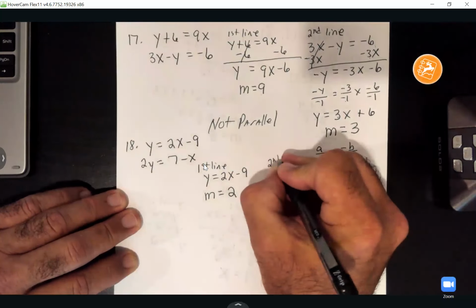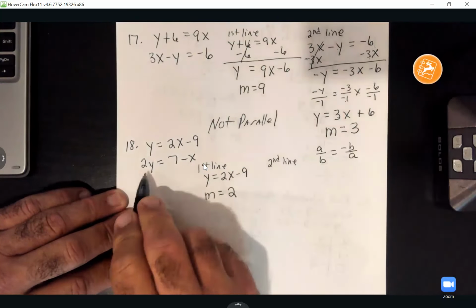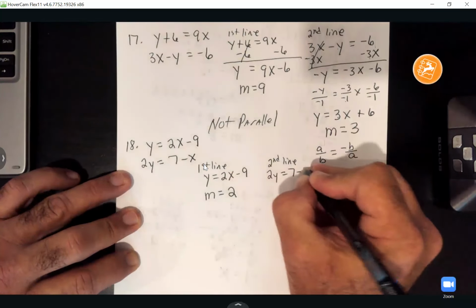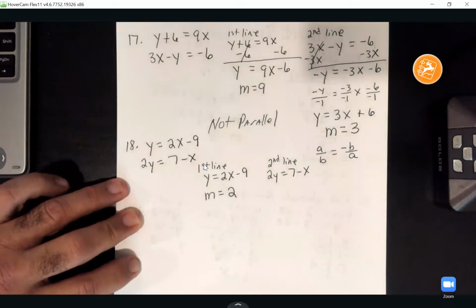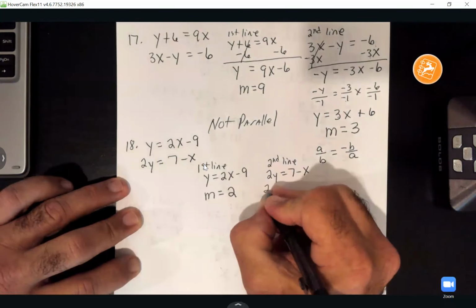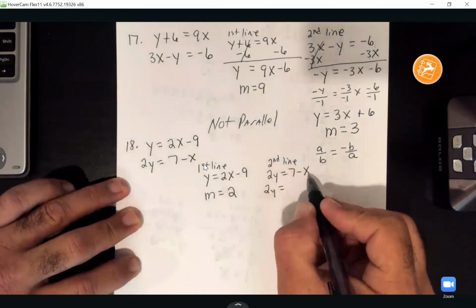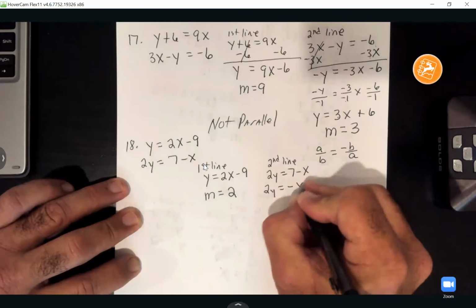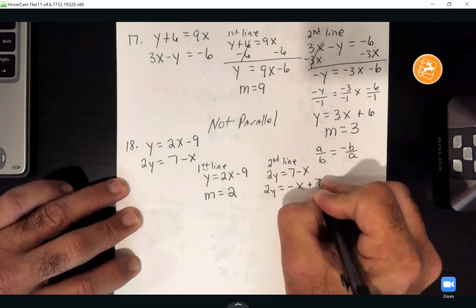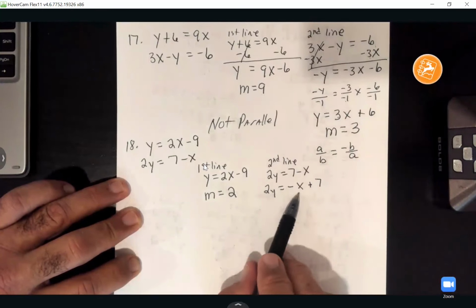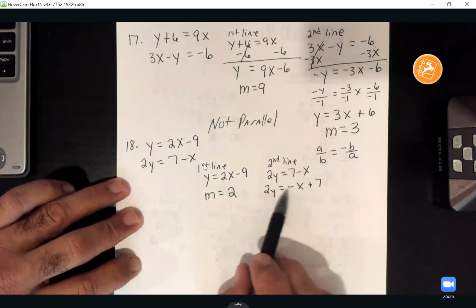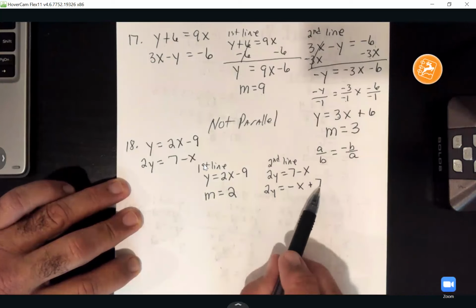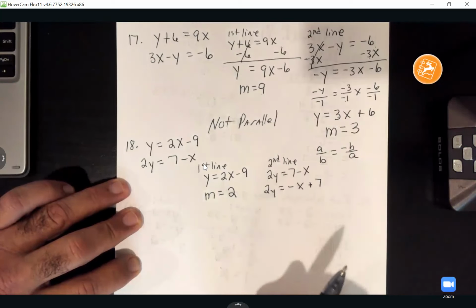So let's play with the second line. Second line, I got 2y equals 7 minus x. So y'all, let me show you what I do first. I'm going to bring down the 2y. I like to put the x's first and then the number. So I'm going to make this a negative x plus 7. That way I got my x's first and then my number, okay? And you can rearrange them as long as you keep the x negative like it was up here and the 7 positive like it was there.